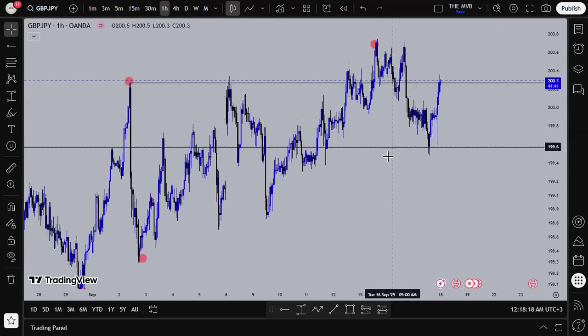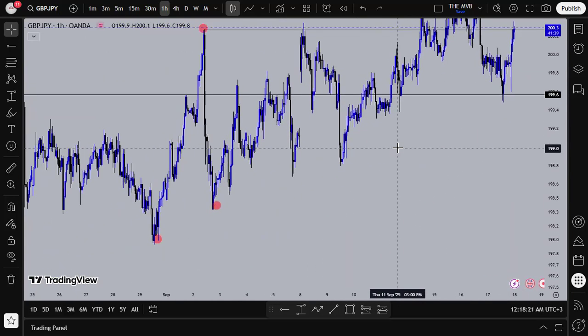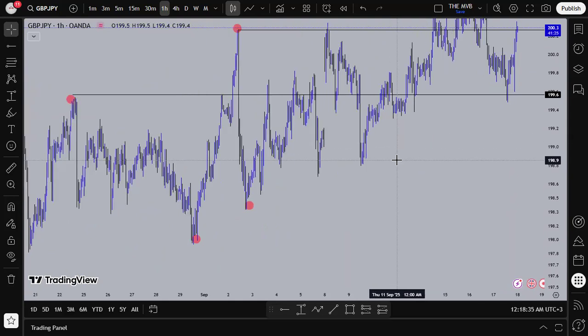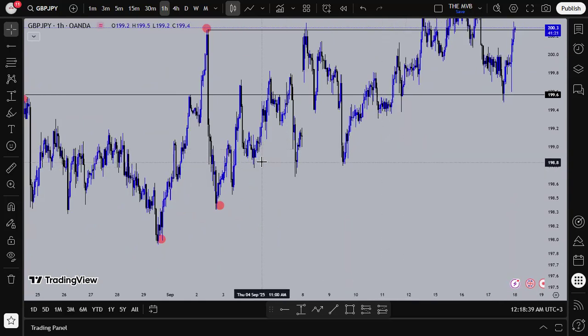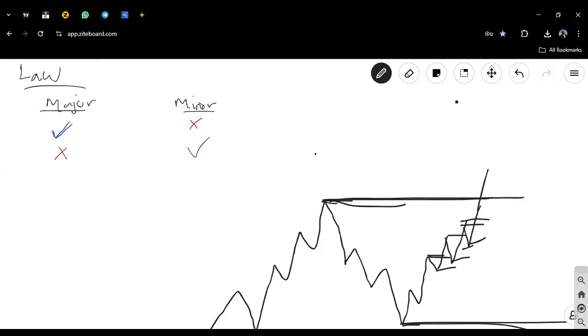So we can see, when you consider this structure as major and minor, you can be able to identify areas to consider just by looking at this structure. Okay, just by looking at this structure. Now, so these are the major and minor structure.